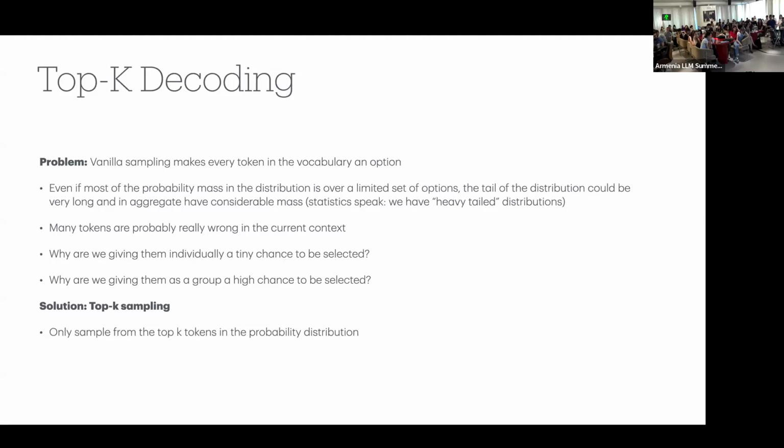So there are now methods that are a little bit smarter when it comes to sampling. One is called top K decoding. The idea here is very simple. You're going to only sample from the top K tokens in the probability distribution. So you have a probability distribution, take the top 50 probabilities, renormalize the probabilities and then sample from there.